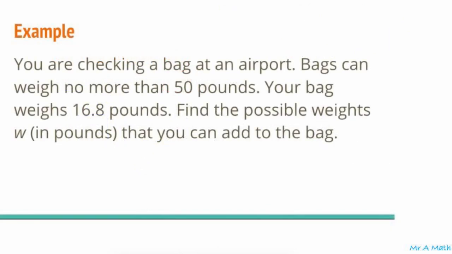And here's our last example for the video, but this is an applied example, a word problem. Let's just read it together. You're checking a bag at an airport. Bags can weigh no more than 50 pounds. Your bag weighs 16.8 pounds. Find the possible weights marked W in pounds that you can add to that bag. Normally people would think about this problem and say I can add up to this many pounds, but we're going to express this as an inequality.